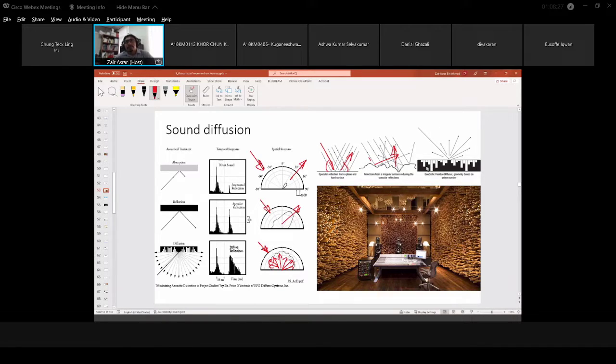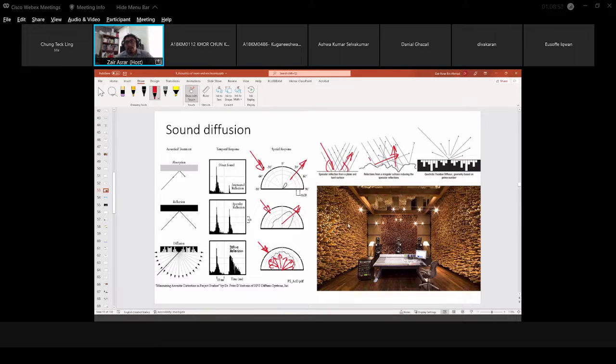However, if we control the surface itself, for example by using a quadratic diffuser, we can calculate the direction of the reflected sound. We can achieve something like this, almost a constant distribution of sound energy with respect to direction. In extreme cases, you might see something like this in a studio.